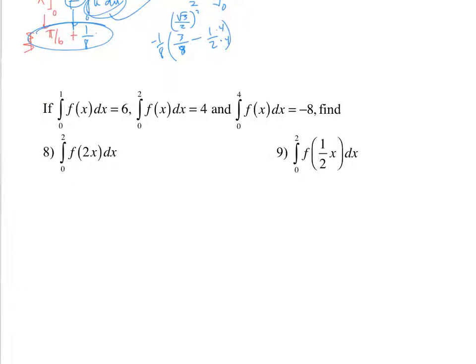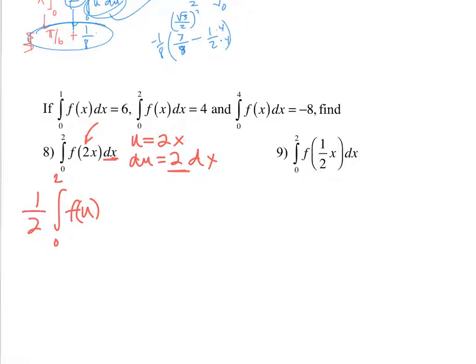If the integral from 0 to 1 of f of x dx is 6, and from 0 to 4 it is negative 8, let's find the following. Okay, the integral from 0 to 2 of f of 2x dx. Since it's not f of x, we do need to do a u sub. We're going to set u equal to 2x. Therefore, du is 2 dx. So we need to multiply by 1/2 since we have the dx, but we don't have a 2 constant coefficient. So this is 1/2 the integral from 0 to 2 of f of u du.